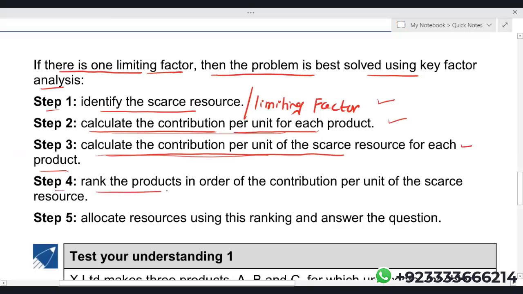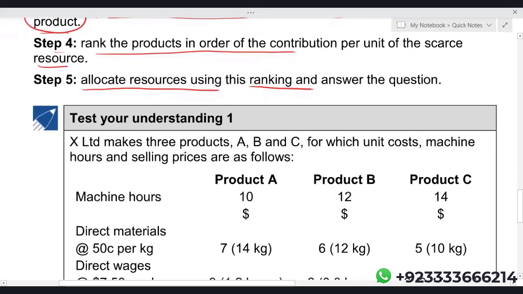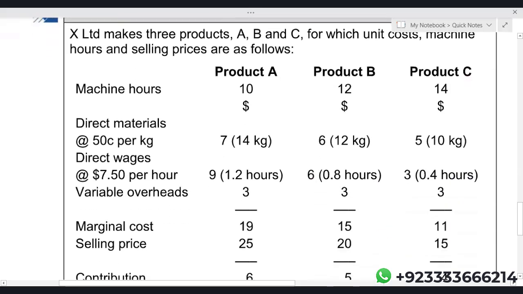Step four, rank the products in order of the contribution per unit of the scarce resources. So whatever ranking you have decided in step three, according to that ranking you will go for the production mix. Step five, allocate the resources using this ranking and answer your question. Now, let's see a question that will give you a really good idea of how to use this five-step approach.